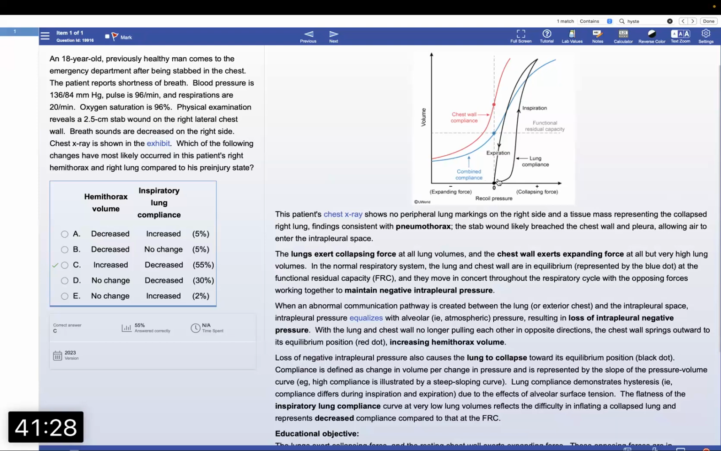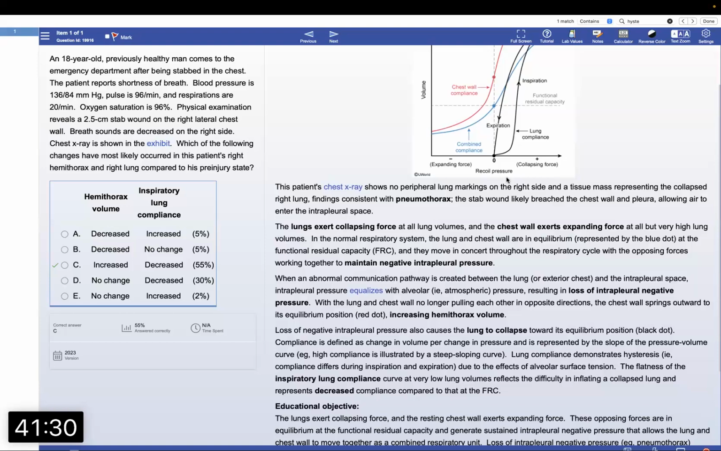Here, for it to inflate, it needs to overcome the surface tension. This phenomenon is known as hysteresis.